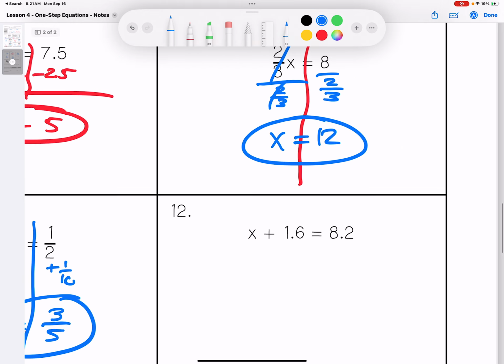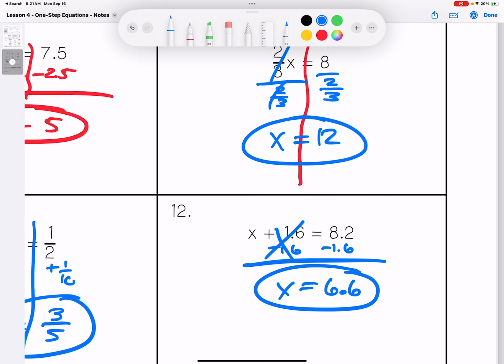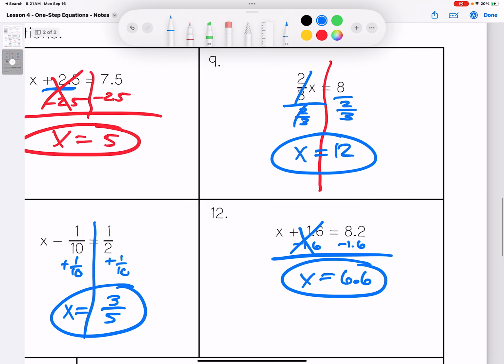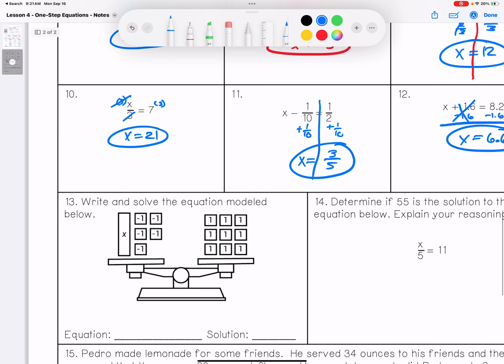And the last one that I had you do, what is the opposite of positive 1.6? It is to subtract 1.6. And you're left with x equals 6.6. That is your answer. All right, beautiful. Number 13.